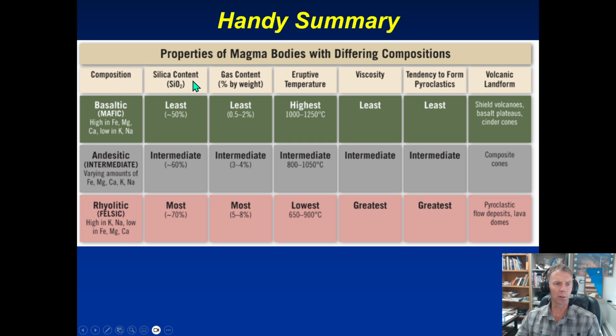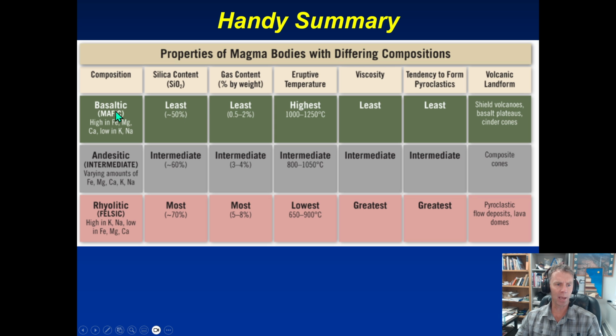Our second column here is silica content, how much silica the magma contains. And this is really one of the most controlling factors in how a volcano will manifest itself. In fact, you can really take this column and it to some degree controls some of these subsequent columns we see to the right of it. So this is a huge control of how the magma body and the ensuing volcano will behave.